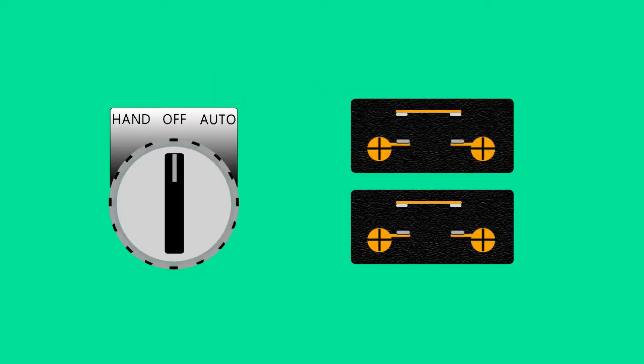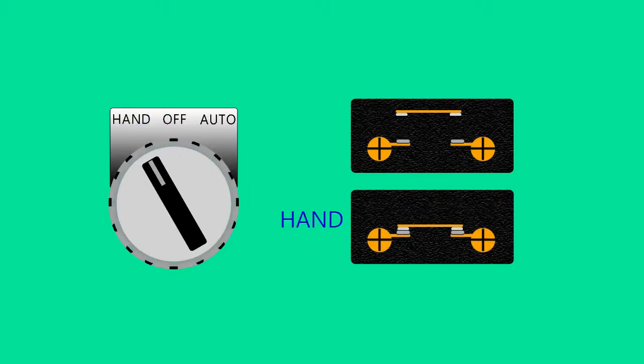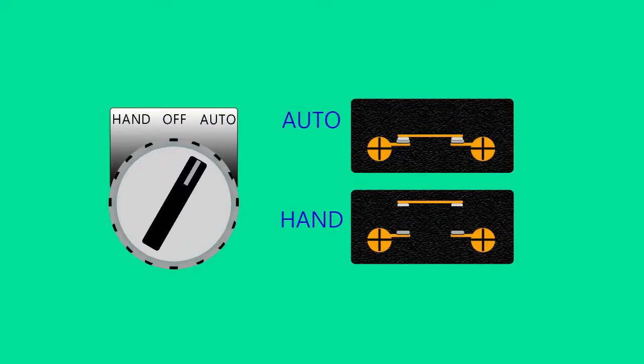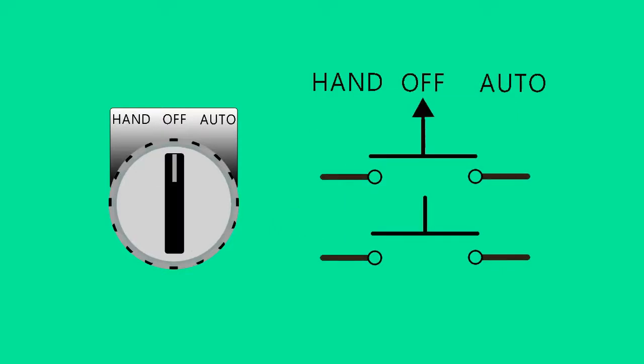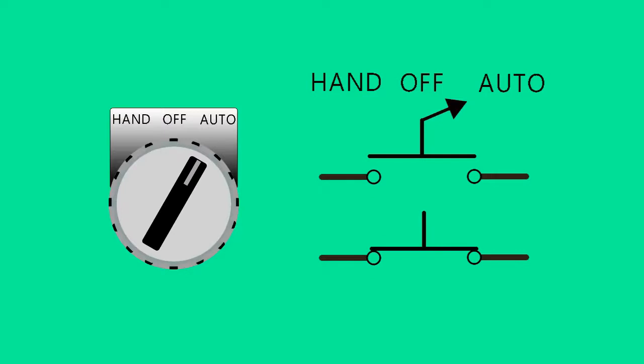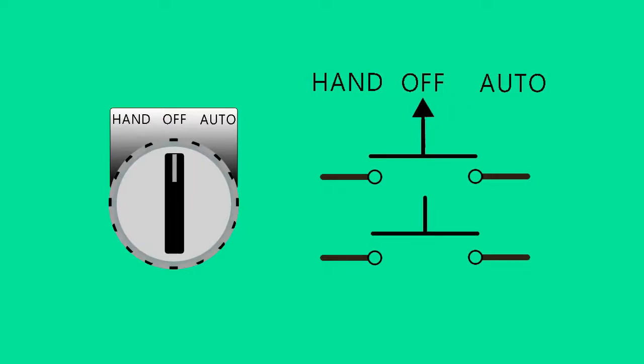When the hand position is selected, the corresponding normally open contact closes and the other contact remains open. When the auto position is selected, the corresponding normally open contact closes and the other contact remains open. The only time both contacts are open is when the 3-position selector switch is in the off position. The ladder diagram for a 3-position selector switch is shown. The diagram is animated to show the electrical connections for each switch selection.